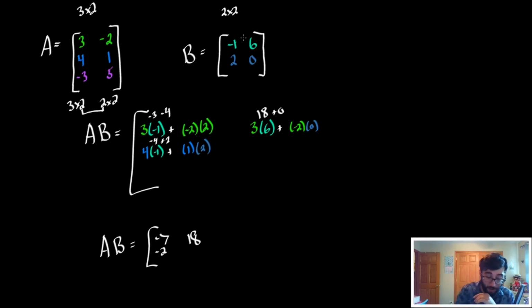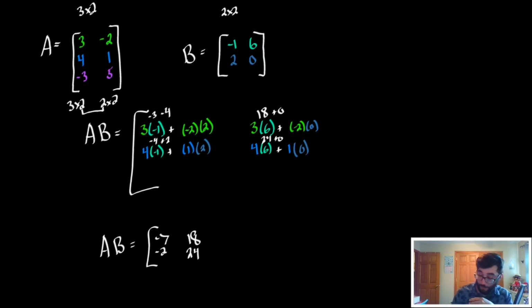So that was the second row, first column. Notice it got me the entry second row, first column. And now I do second row, second column. So now it's going to be 4 times 6 plus 1 times 0. Okay, and that would end up getting me 24 plus 0, which is 24. So there is my second row. Okay, there is my second row.